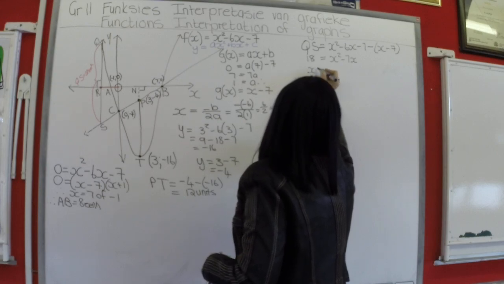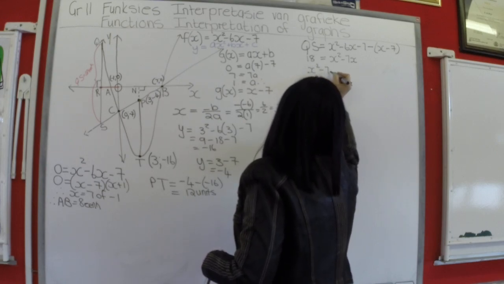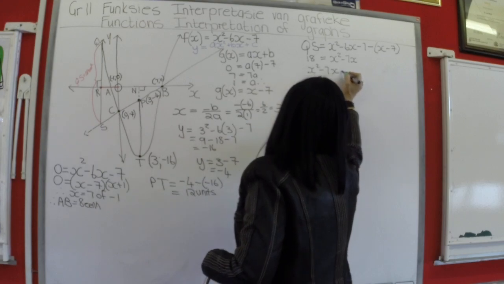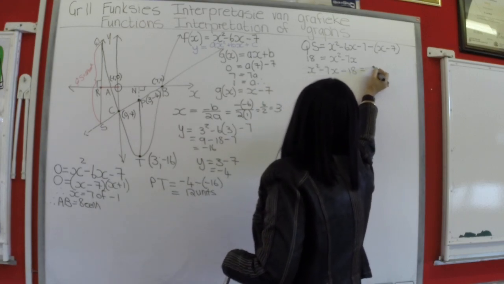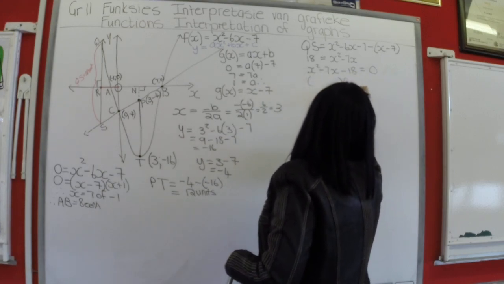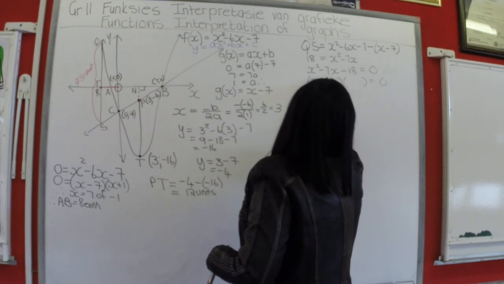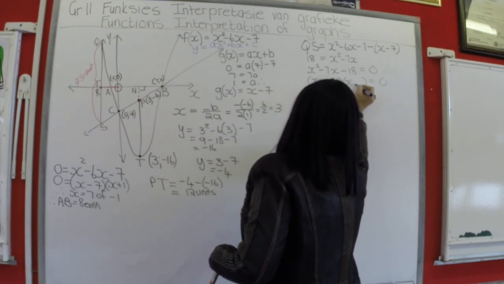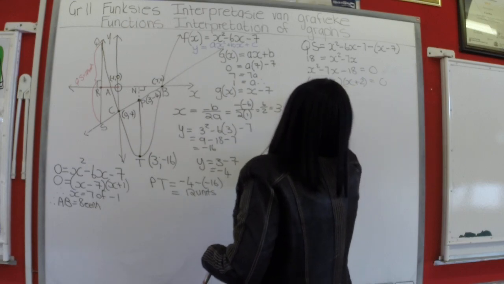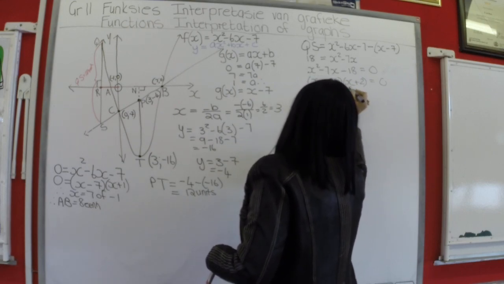So nou kan ek x gaan uitwerk. Let's determine x square minus 7x. If you take that to the other side of the equals to, is minus 18. En nou kan ek hom gaan factoriseer. Dus (x minus 9)(x plus 2). So x is 9 of minus 2.